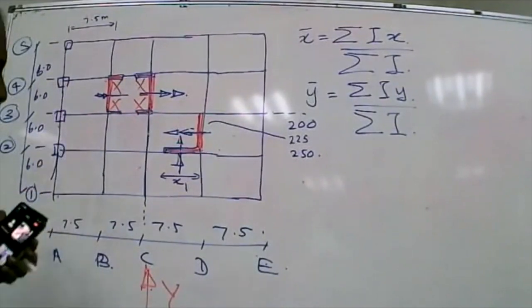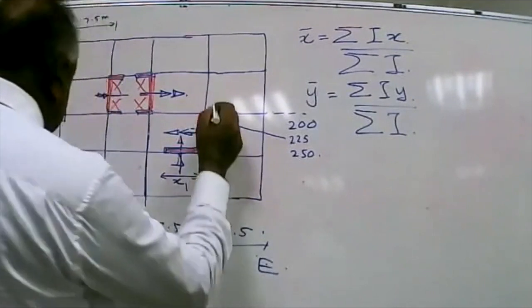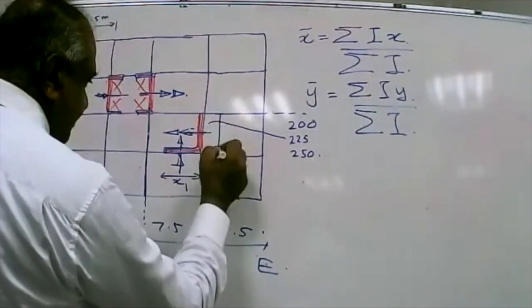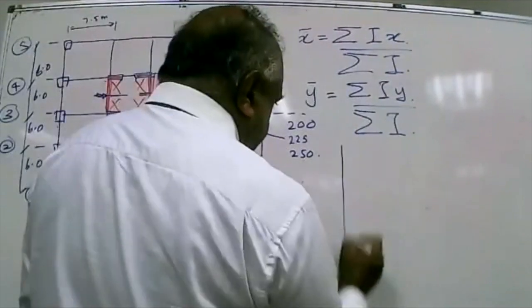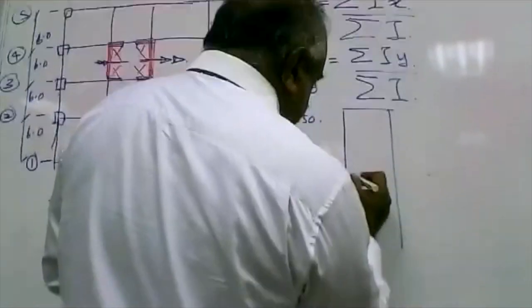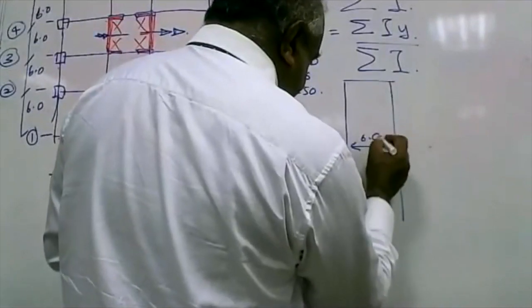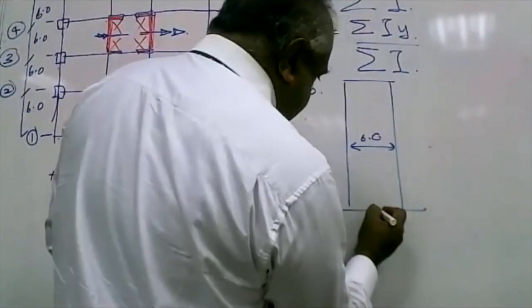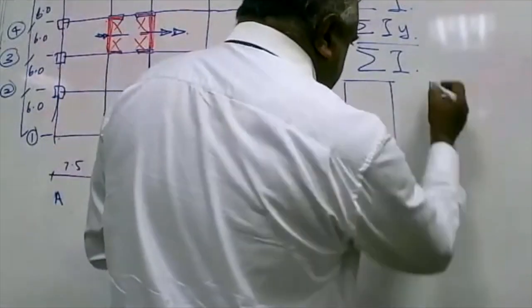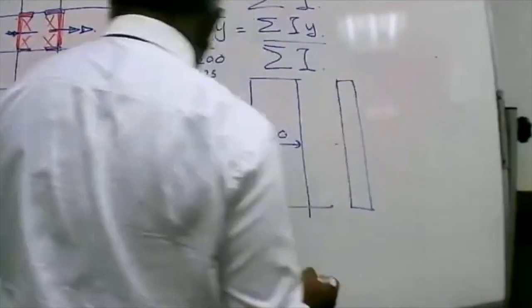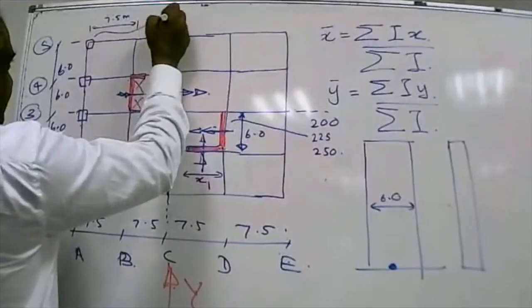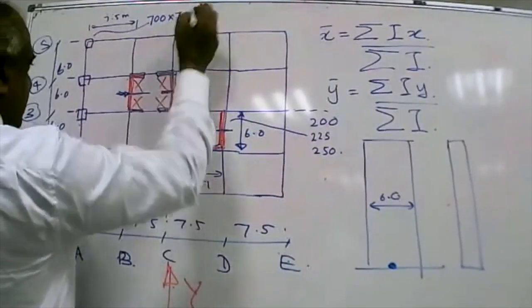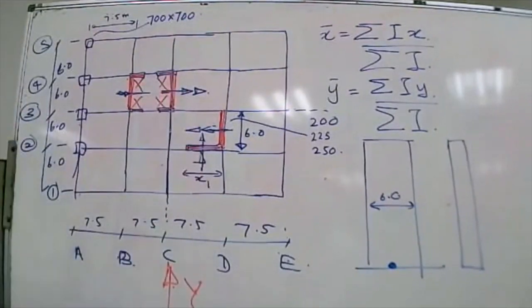So if you take the length of this wall, that is 6 meters. So we have a wall like this, 6 meters of length, bending about an axis like this, and then we have a column. Let's say we have selected the column size of 700 millimeter by 700 millimeter. Now, what can you say about 700 by 700 when it comes to earthquake resistance?